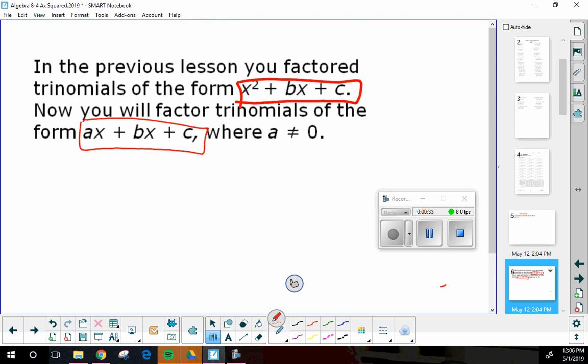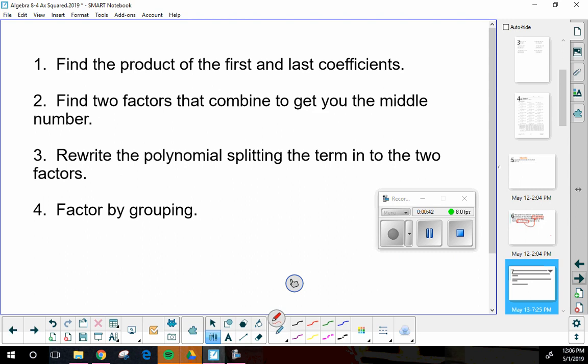And you can see that the only difference between this and this is that there is going to be a coefficient right there in that first term. And these are the steps that you need to use when factoring polynomials that look like this. So if you're watching this in class, pause this video, and you need to write these steps down.